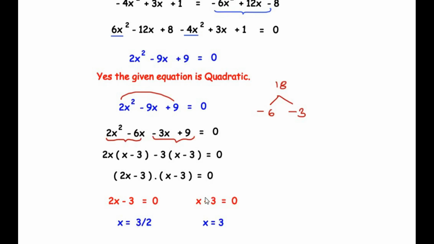And then the next value, taking the negative 3 on the right hand side, we get the value of x as 3. So these are the two values, or two roots, of this given equation. Now let us move on to the OR question.